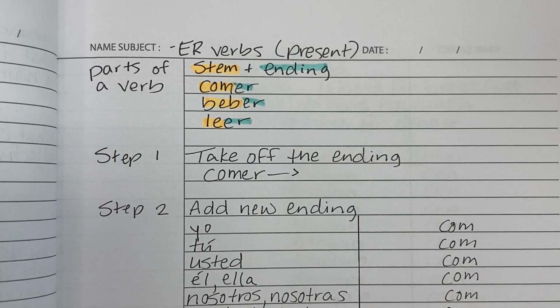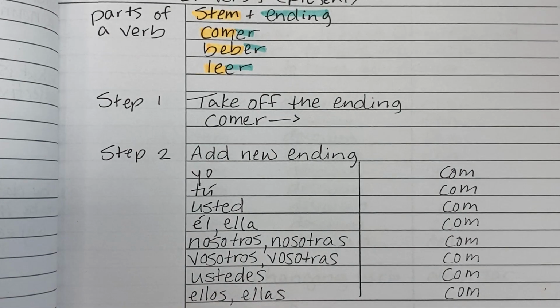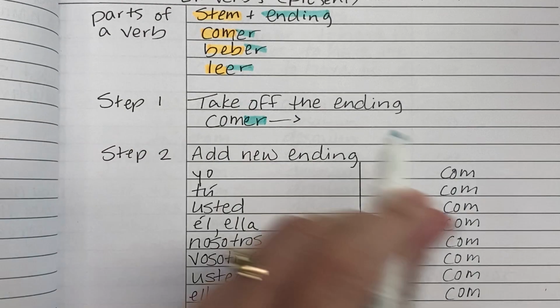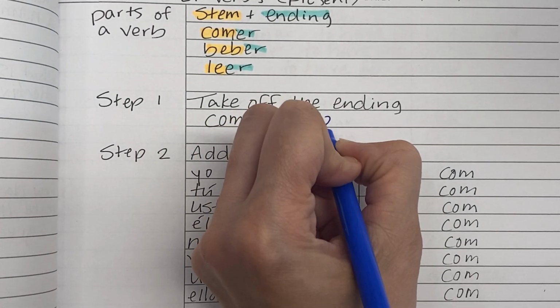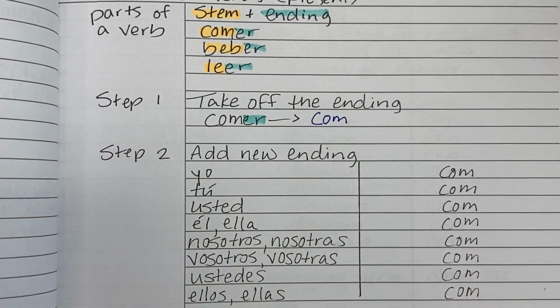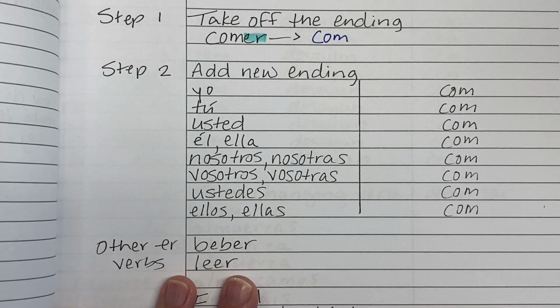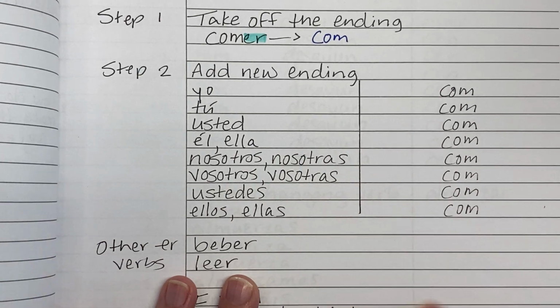So the first step in conjugating ER verbs is the same as the first step in conjugating AR verbs. You're going to take off the ending. In this case, the ending is the ER, and that leaves us just with the stem, which in this case is com, for this verb comer, to eat. The second step is to add the correct ending. So let's look at the endings for ER verbs.